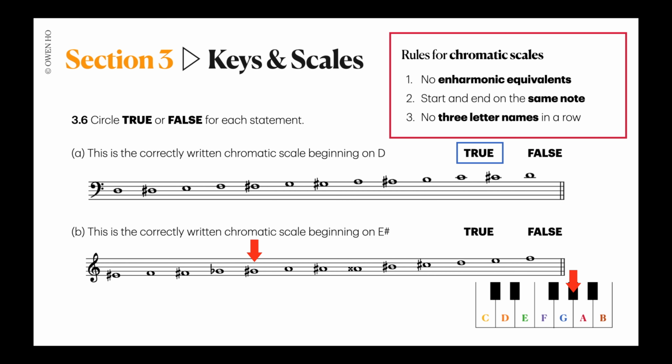And let's keep going. G sharp to A, and then we have A sharp and A double sharp. Now although all these A's are on different keys, the A sharp and A double sharp, according to rule number 3, we should not have three-letter names in a row. And in this case, we do have three-letter names, the A, in a row. And so this is another mistake in this scale, because it violates rule number 3.